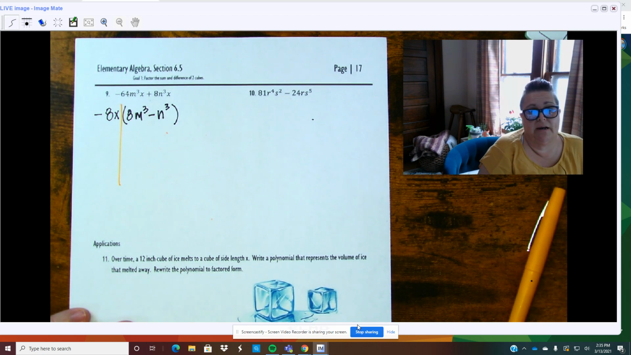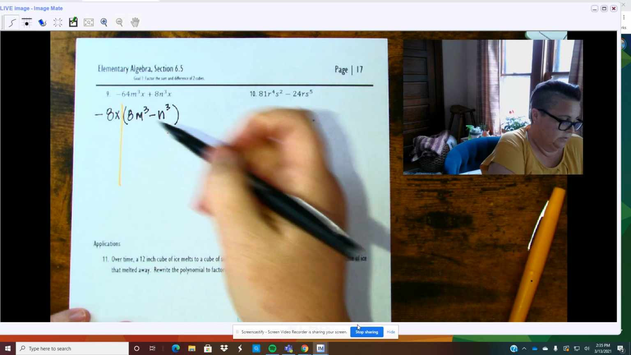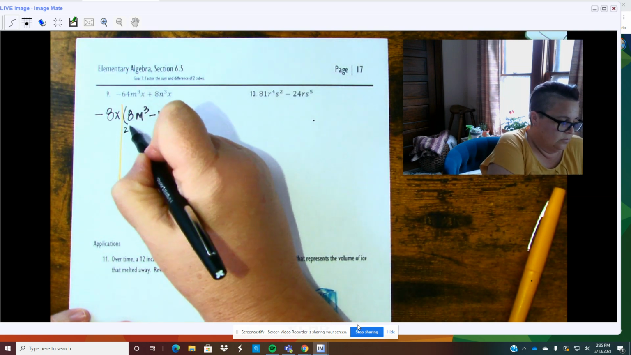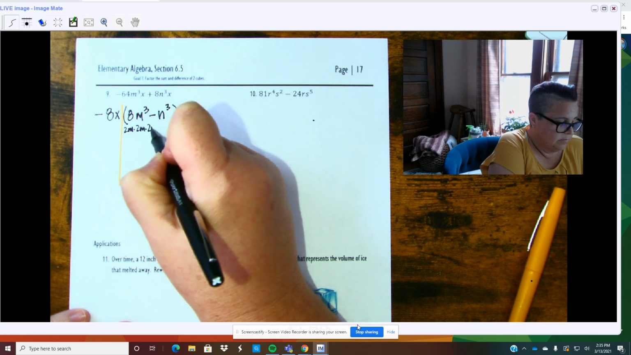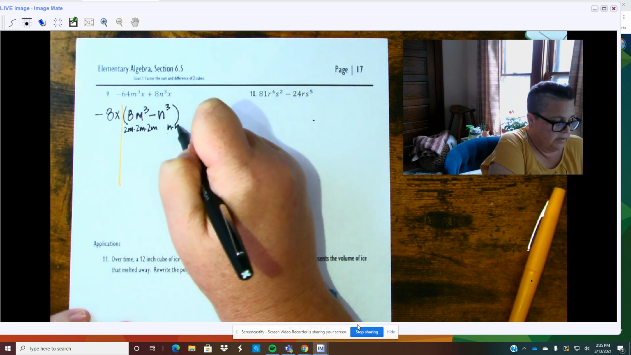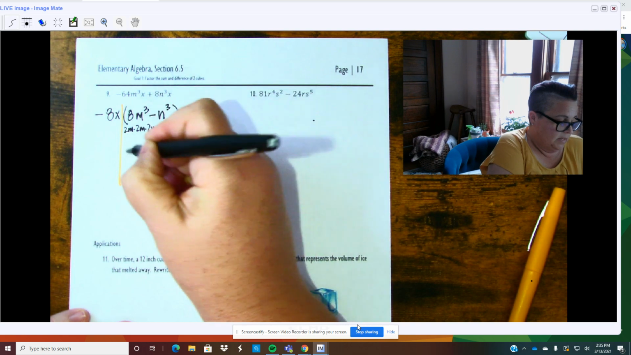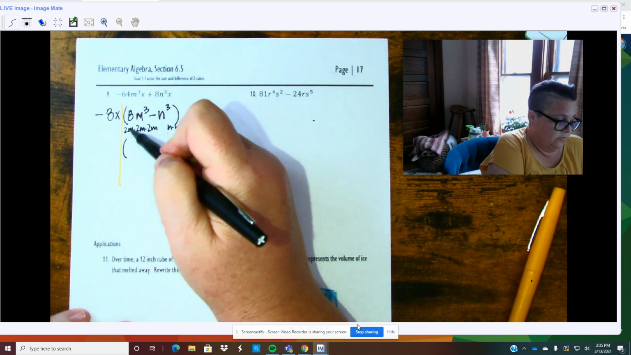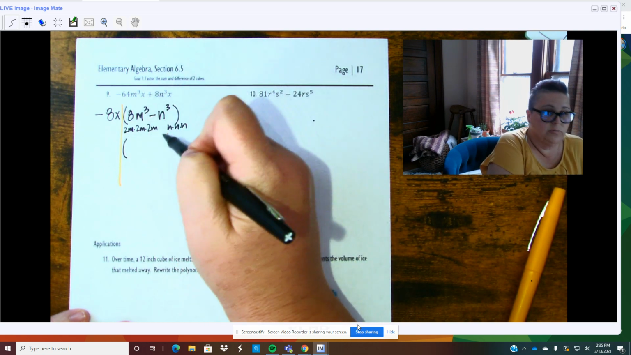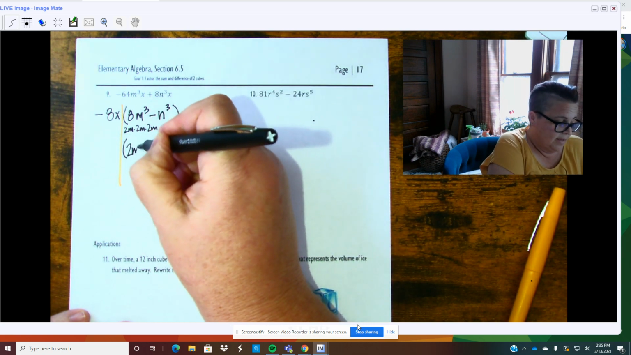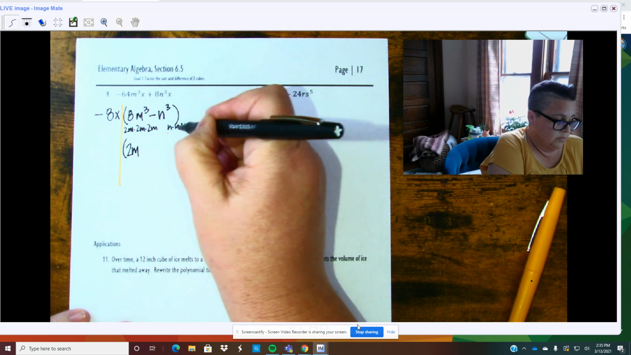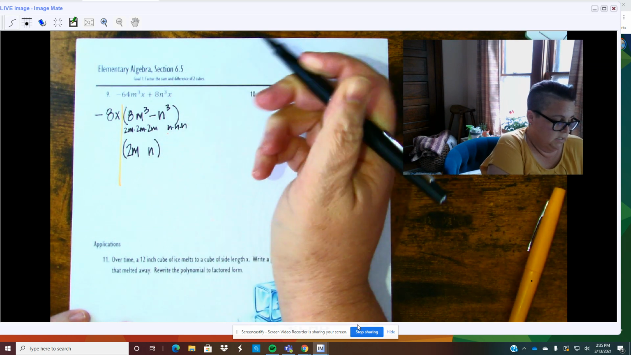It's not a perfect square because cubes are not squares and 8 is not a perfect square. So it could be cubes. 8 is 2 cubed. So this would be 2m times 2m times 2m. So that'll work. And n times n times n. Okay, so this first term is a perfect cube. The second term is a perfect cube. I'm good to go. I need the root, which is 2m of the first one, and the root of the second one, which is n.